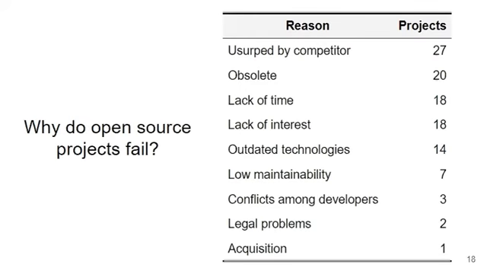From the final list of 100 projects that have failed, the most common reasons for the failure of open source projects are: usurped by a competitor, with 27 projects; the project became functionally obsolete, with 20 projects; followed by the lack of time of the main contributor, with 18 projects, and the lack of interest of the main contributor, also with 18 projects; followed by outdated technologies, with 14 projects; followed by low maintainability of the project, with 7 projects; followed by conflicts among developers, with 3; legal problems, with 2; and the case of acquisition, when the project became private, with 1 project.